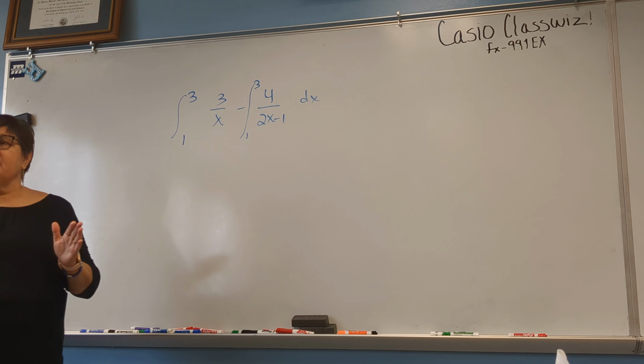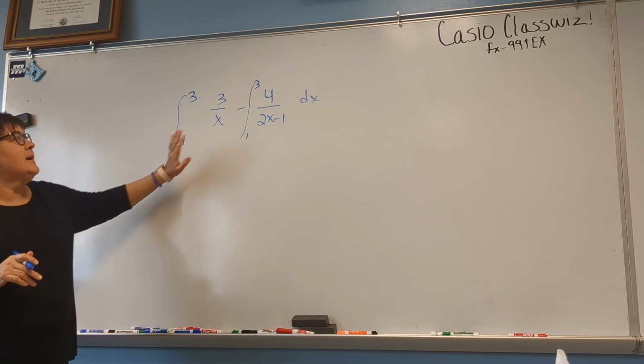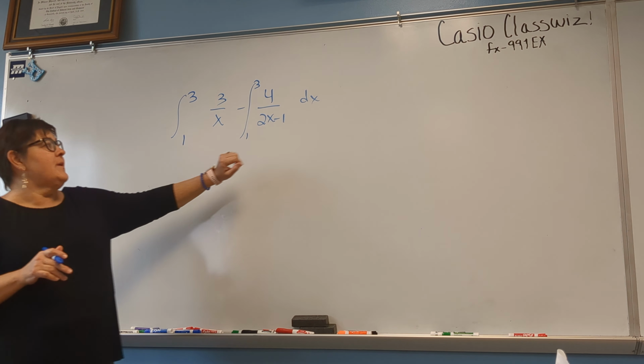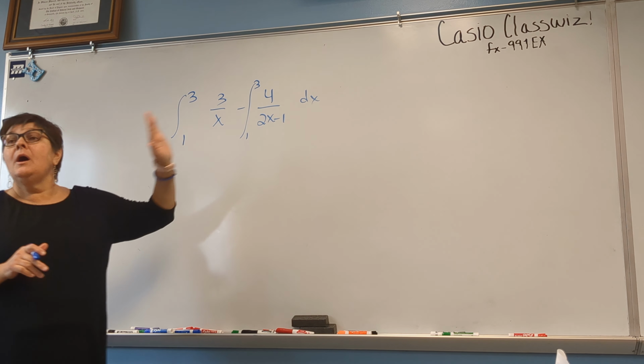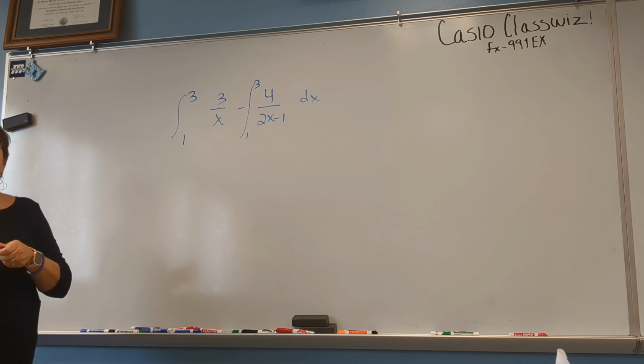If you split them up like that, it makes life a little bit easier when you start to assess. So you're going to do 3 over x, assess it from 1 to 3, and then 4 over 2x minus 1, also assess it from 1 to 3, and then combine your terms. I'm going to let you work on that for about 2 minutes.